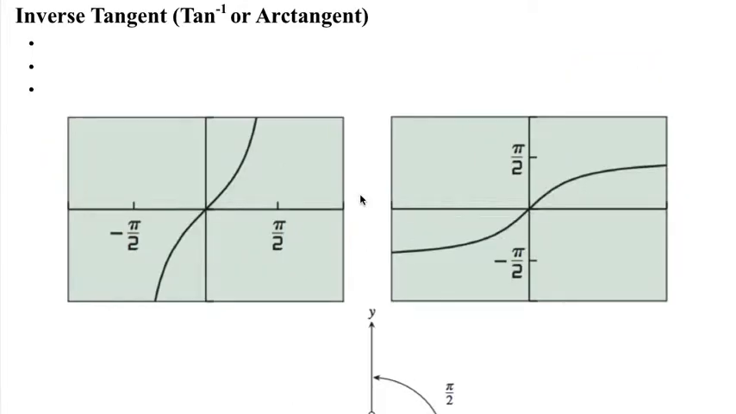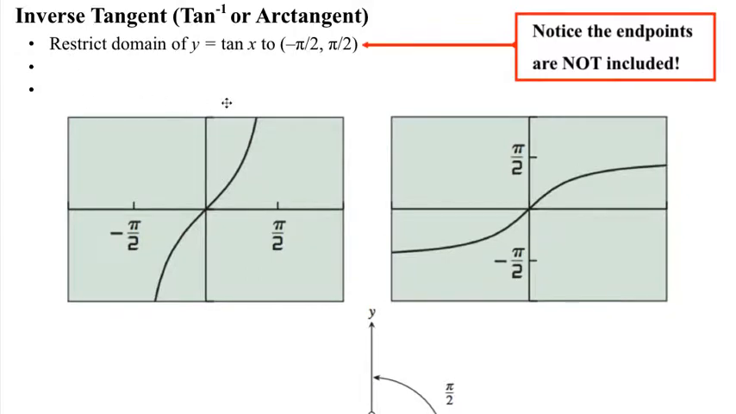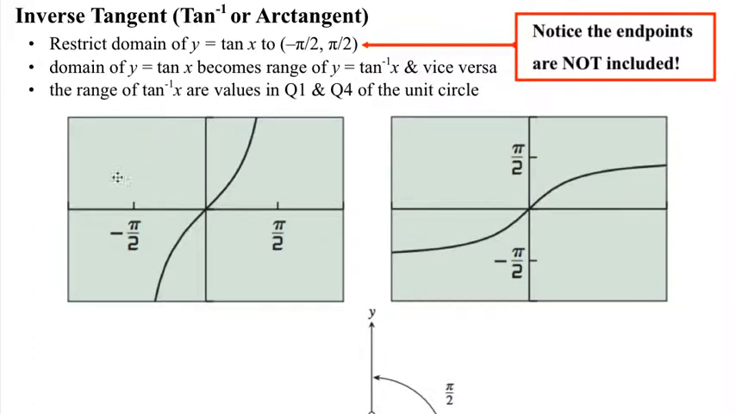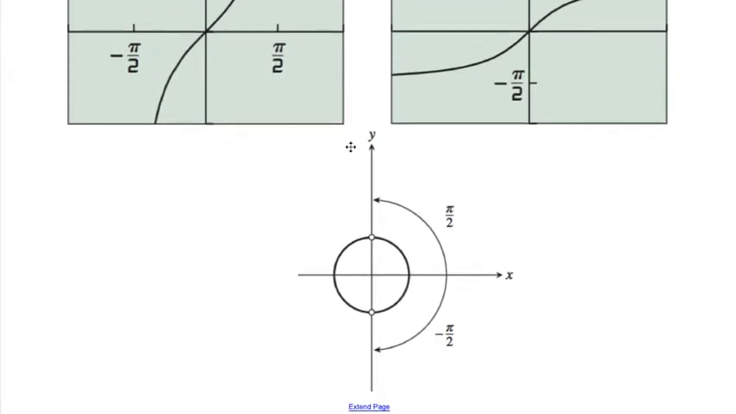The inverse tangent function, we are going to go ahead and limit that domain from -pi/2 to pi/2. And that restriction does not include the endpoints. Okay, so you'll notice in the previous slides, it included the pi/2 and the -pi/2 for the sine function. It does not include it for the tangent function. So make sure you recognize that difference in the domain restriction between tangent and sine. And again, the domain becomes the range and the range becomes the domain. And for the tangent function, we're in quadrant 1 and quadrant 4 again, but the values on the x-axis are not included.